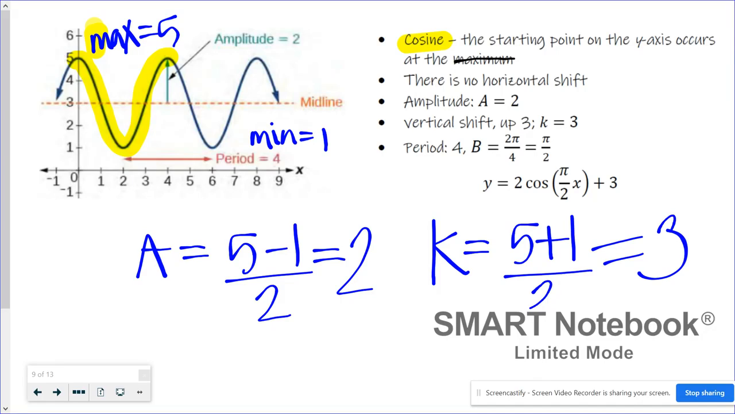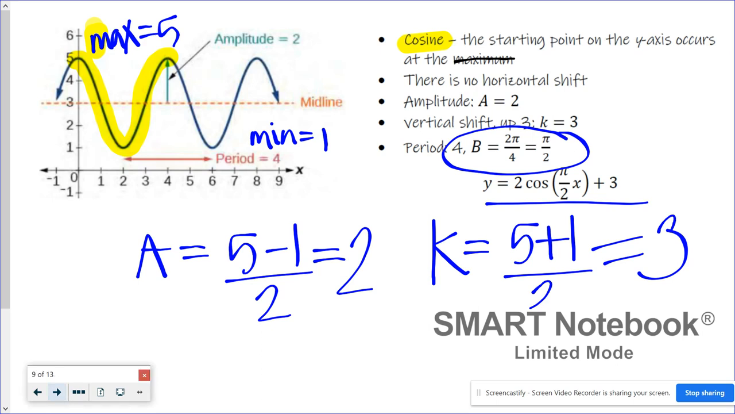The period, so I see in my graph that one cycle is 4 units long. So therefore my B value is 2 pi divided by 4, which is pi over 2. So this is what my function looks like. So there was no horizontal shift.